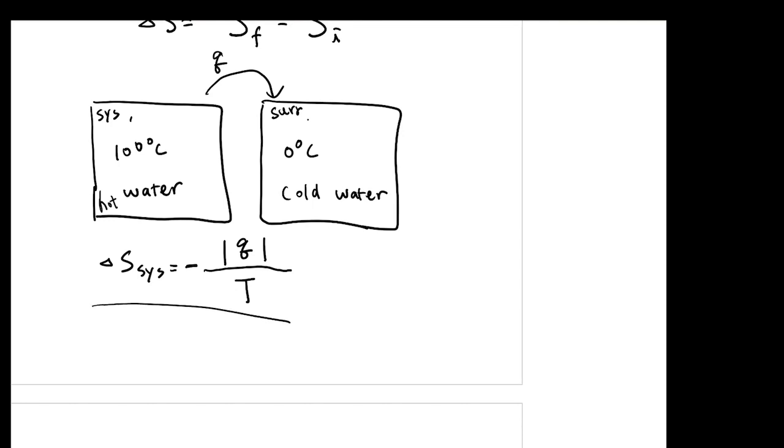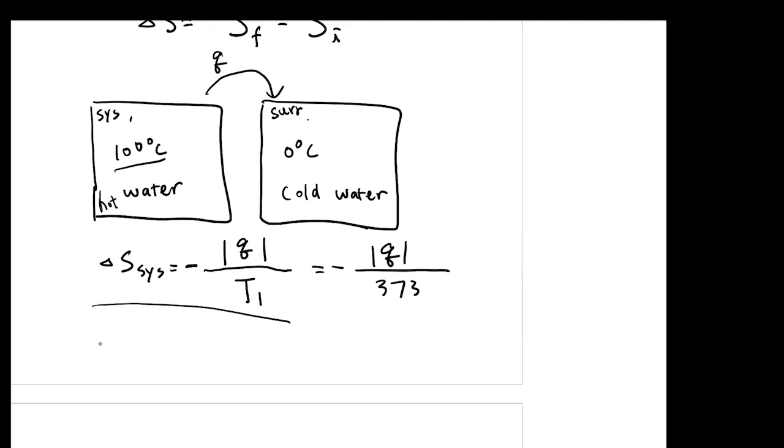The T is not a random T. It is actually the original temperature, T1. In this case, 100 degrees C is 373 K. So that is my delta S system: negative Q over 373.